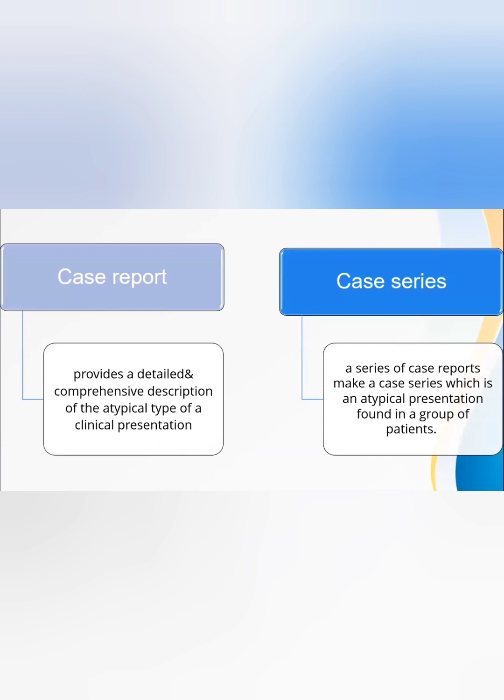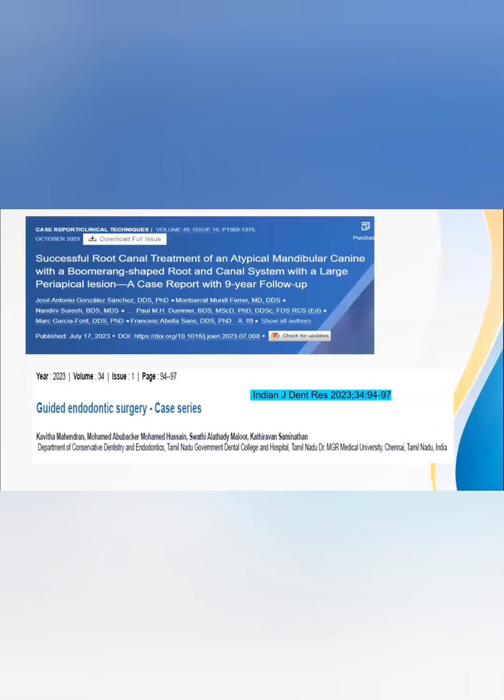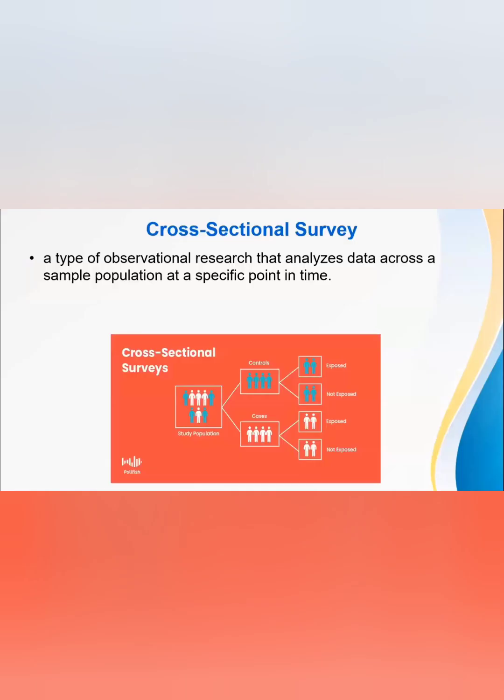However, some of these bring to the fore a hitherto unrecognized disease and play an important role in advancing medical science. This is a case report with a 9-year follow-up in which they have documented a successful root canal treatment of an atypical mandibular canine with a boomerang-shaped root canal system. The second one is a case series published in IJDR. It has 3 case reports by means of guided endodontic surgery. What is a cross-sectional survey?